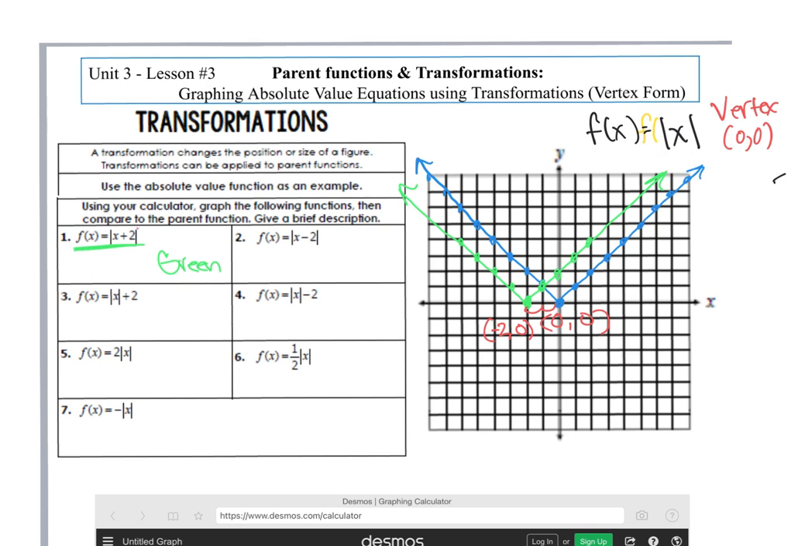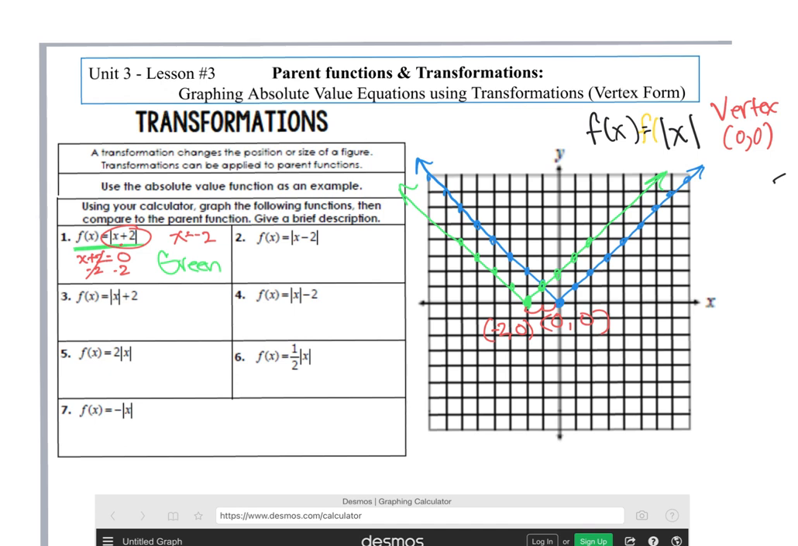So if I had plus 2 inside the bars, why did it move left 2 and not right 2? Now if you remember, the rule is you take what is inside the bars, set it equal to 0, and solve for x. So that would mean subtracting 2, which would give us x equals -2, placing the x value of our vertex at -2. So interesting, right? When we are adding a number inside our absolute value bars, our vertex actually shifts left that many spaces.